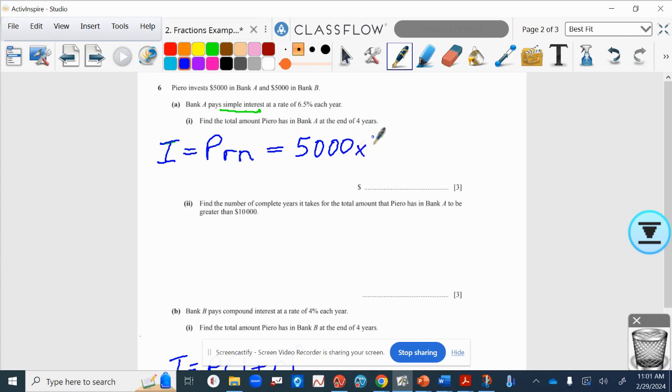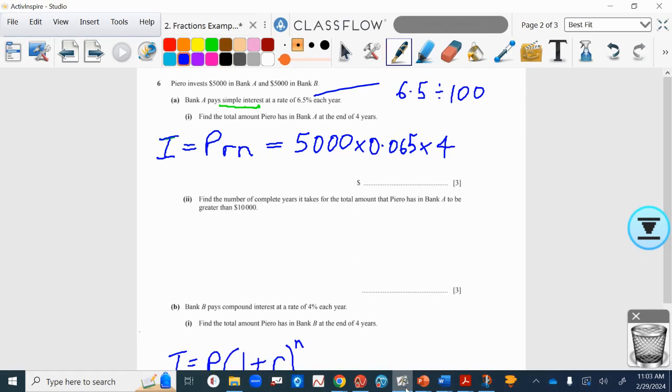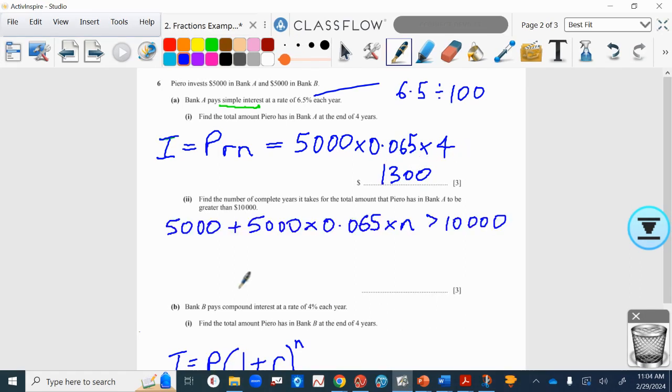So that would be 0.065, because we have to do 6.5 divided by 100 to change a percentage to a decimal, and then times it by the number of years, so 4 years. So we just type that into our calculator. So that is 1,300.